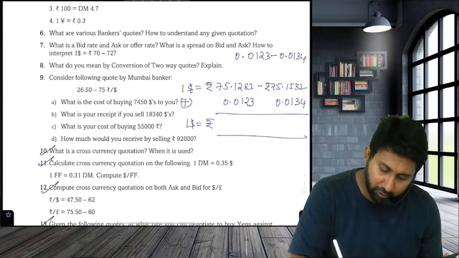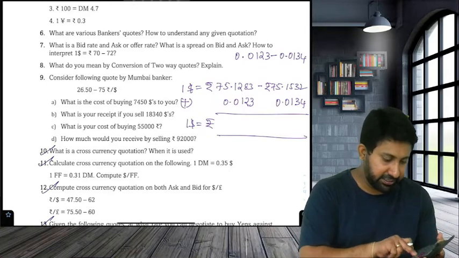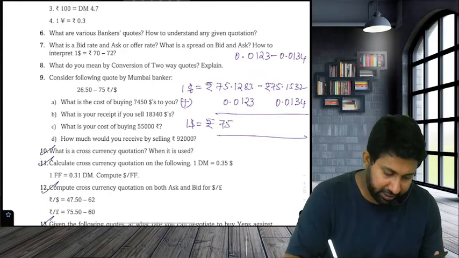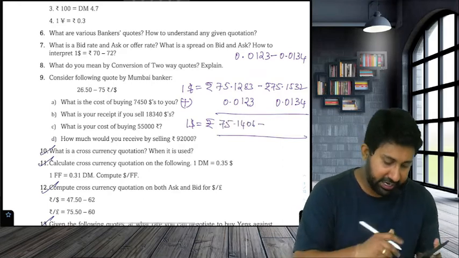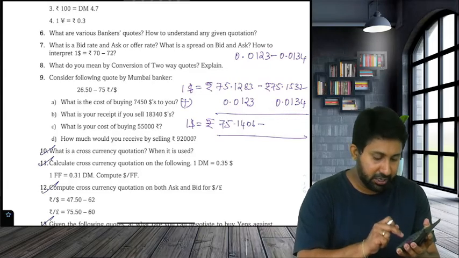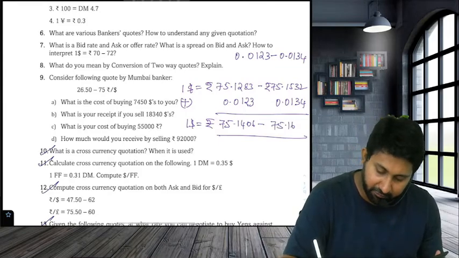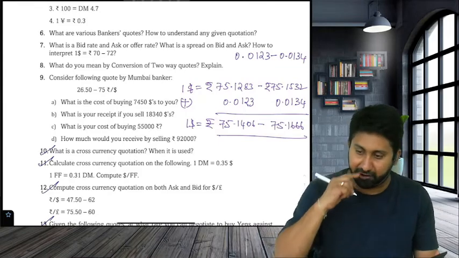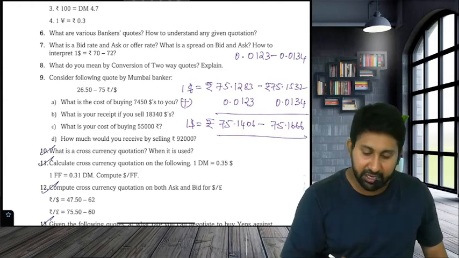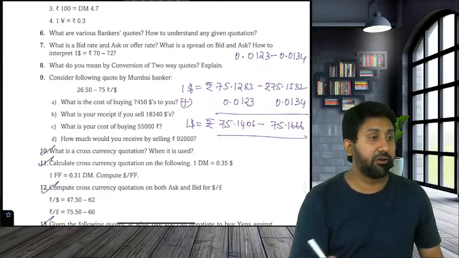$1 equal to rupees 75.1283 plus 0.0123, 75.1406 dash 75.1532 plus 0.0134, 75.1666. Okay, now see here. Now my question is, why do we have to do like this? Why can't we deduct when it is given in ascending order?